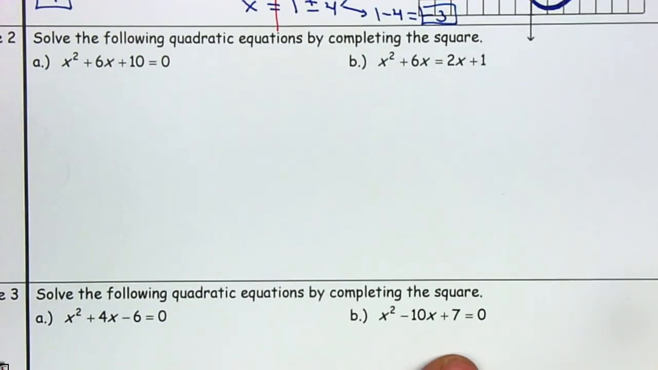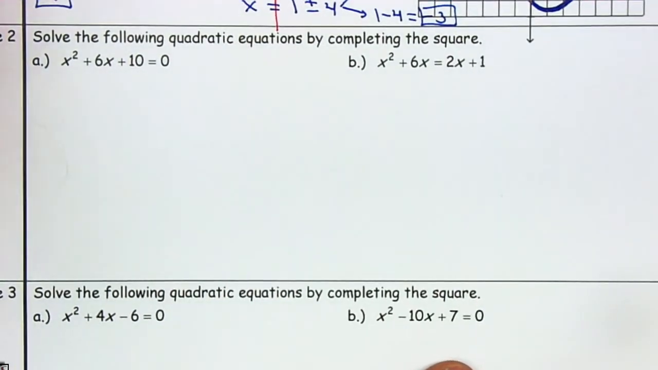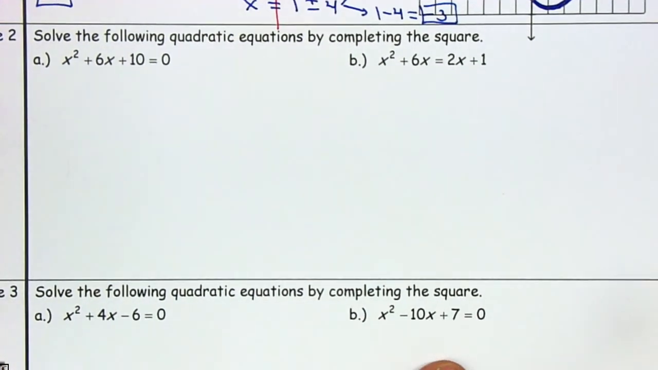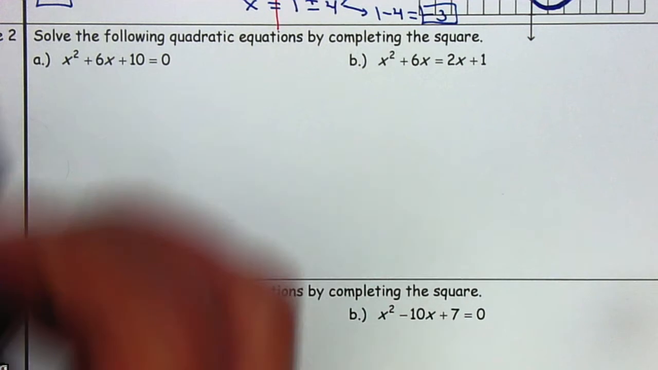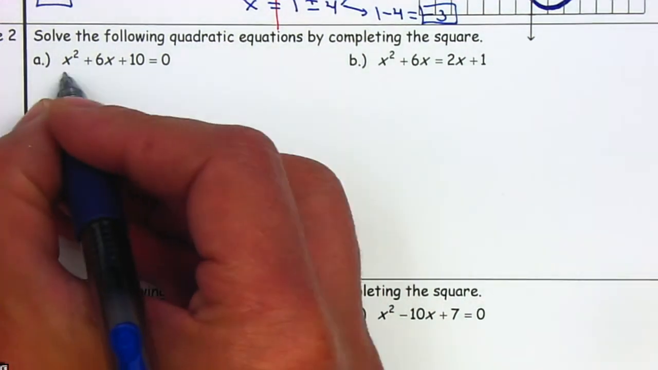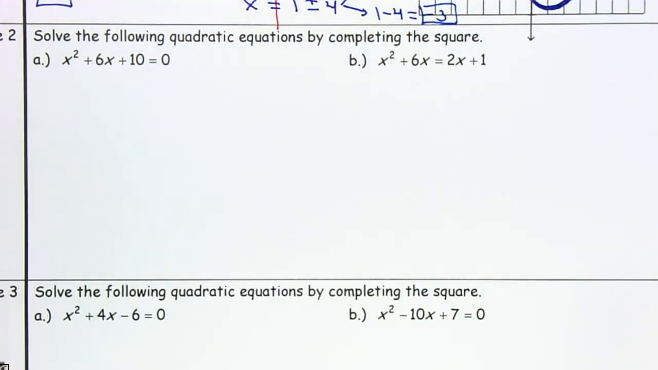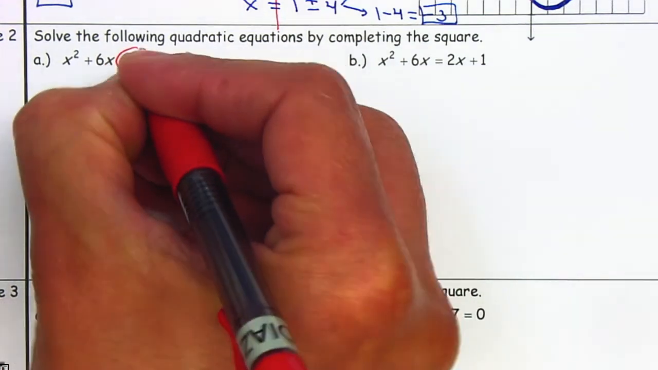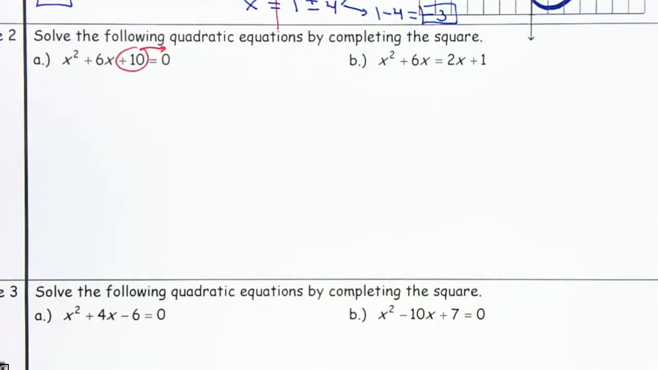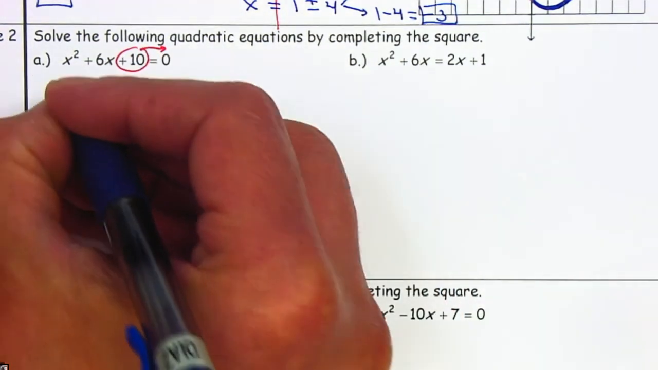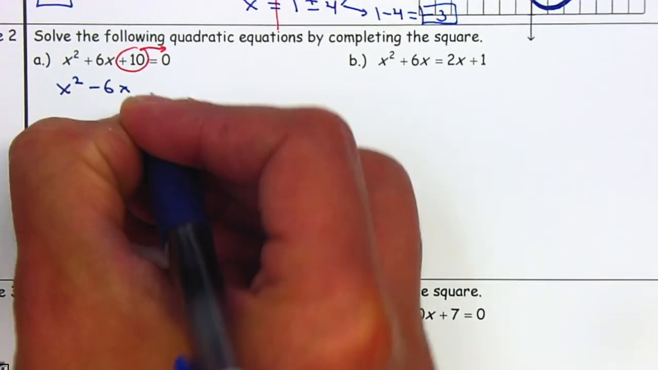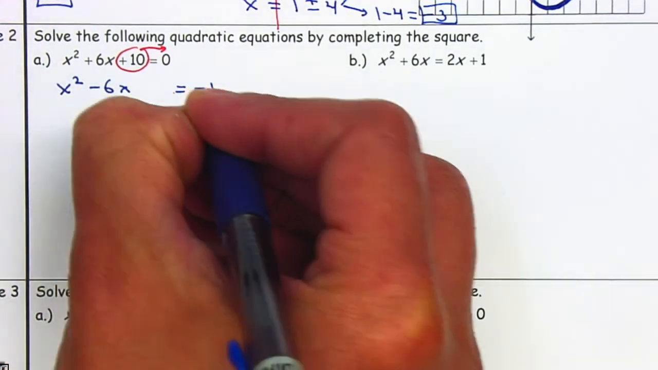On example number 2, we need to be able to solve the quadratic equations by completing the square. Letter A. I want to be able to leave the x's on the left-hand side. Therefore, I'm going to move my 10 to the right. It's going to become the opposite, so that's a negative. I'm going to leave some space because I want to complete my square.